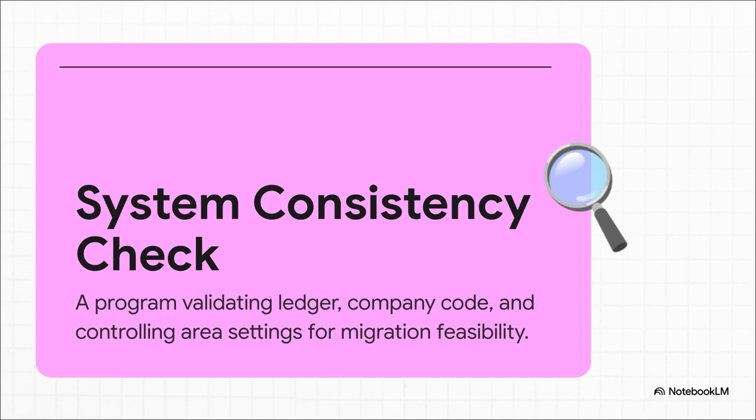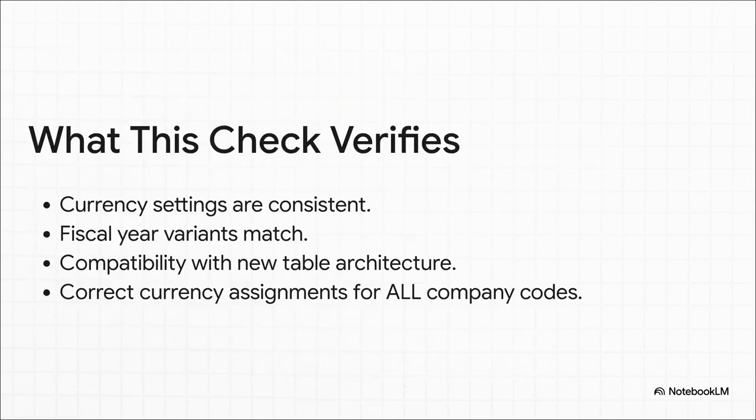It's run with a specific SAP program. Yeah, I'm not even going to try to pronounce that technical name on the screen. But what you need to know is this little program, it's the ultimate gatekeeper. If you don't pass this check, you're not going anywhere. And the cool thing about this check is just how specific it gets. This isn't some vague, how's it going kind of check. No, it's a bloodhound. It is actively hunting for very precise little inconsistencies that will absolutely derail your project later. We're talking about stuff like currency settings, fiscal year variance, tiny details that have to be perfectly aligned for the new S/4HANA architecture to even work.